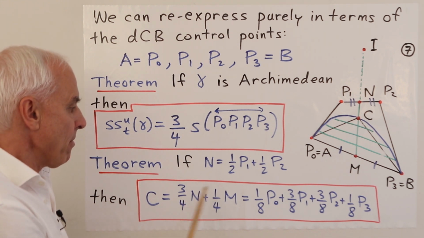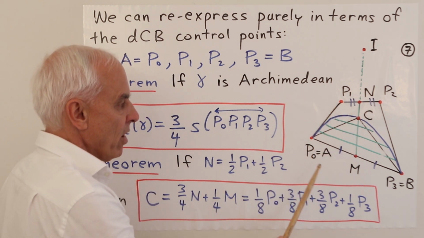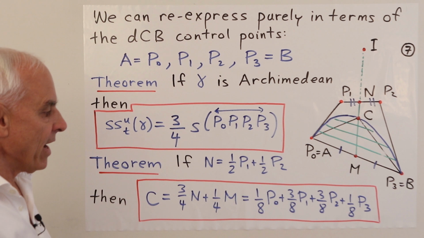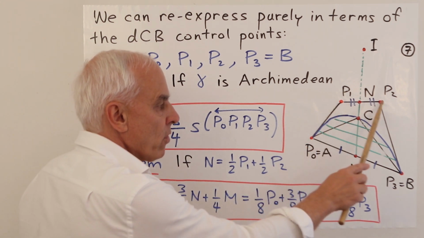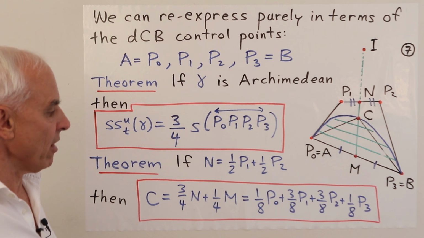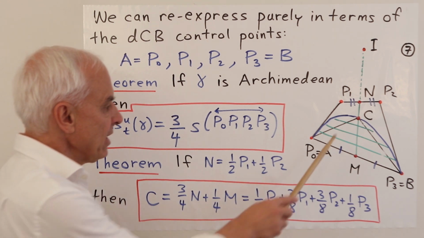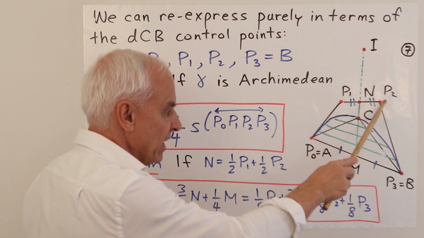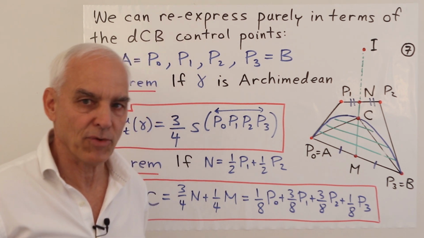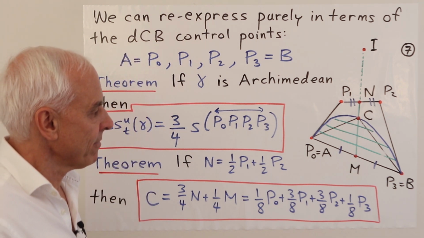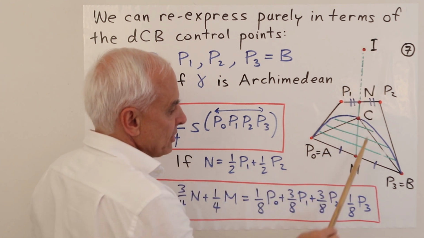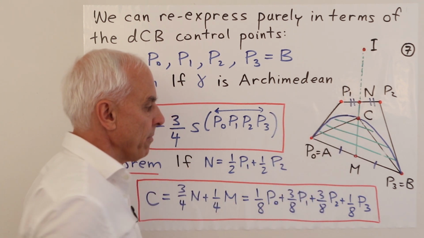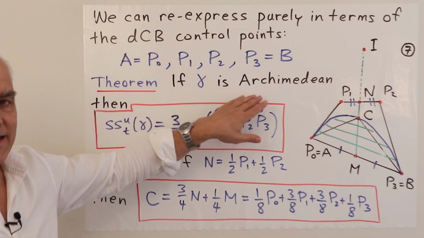And because n and m are themselves just combinations of P1, P2, and P0, P3, it's not hard to rewrite this as an affine combination of the 4 control points of the Casteljau Bezier. And we get that the point C here is 1/8 of P0 plus 3/8 of P1 plus 3/8 of P2 plus 1/8 of P3. And of course, C is actually on this line. So this line can also be found by taking the midpoint here and the midpoint here and joining up. So this is all happening in the Archimedean case.